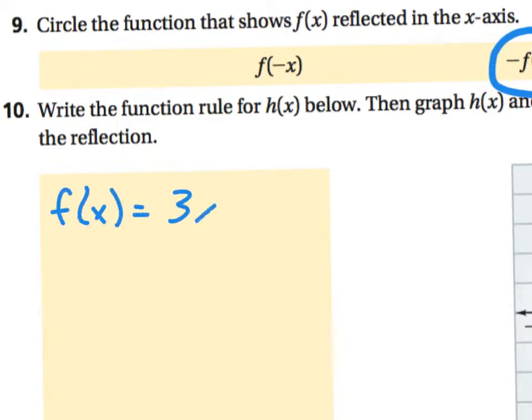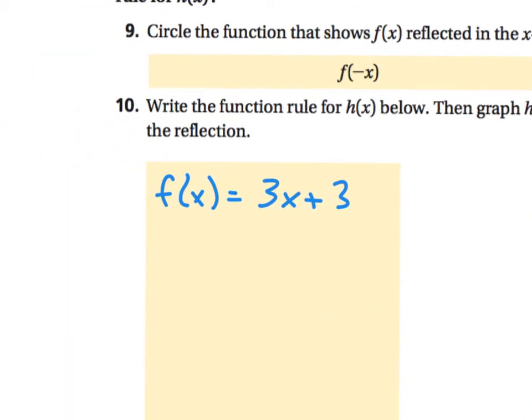equals 3x plus 3. So if I want to reflect it, where do I put the negative? I have to put the negative in the front. So if I put the negative in the front like this, then I have to put it in the front over here as well.